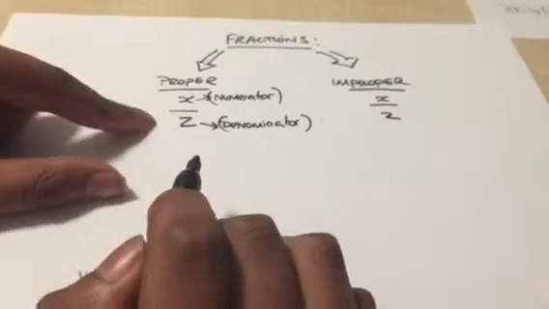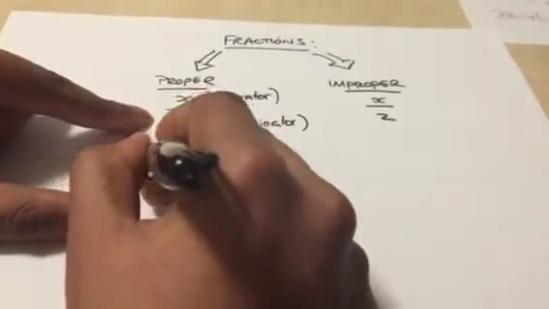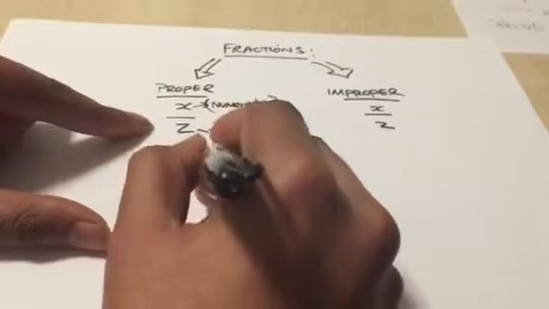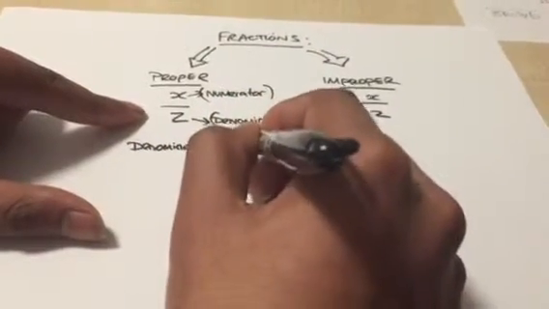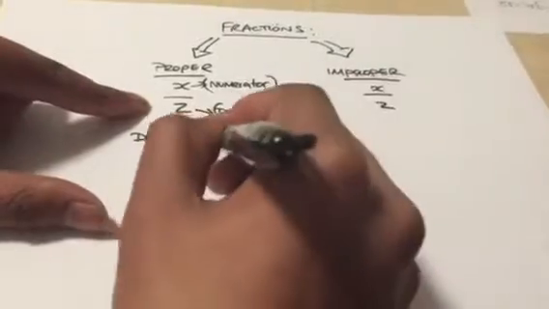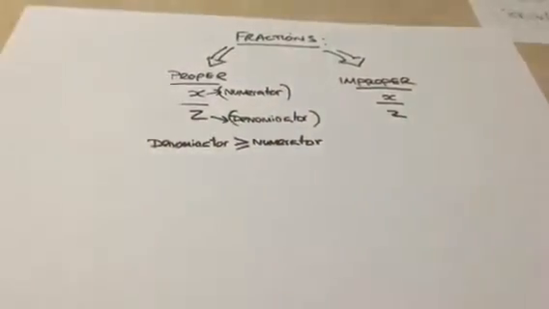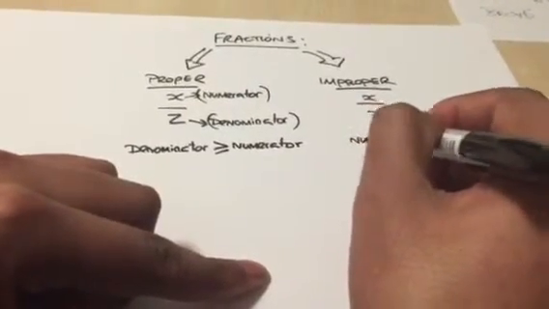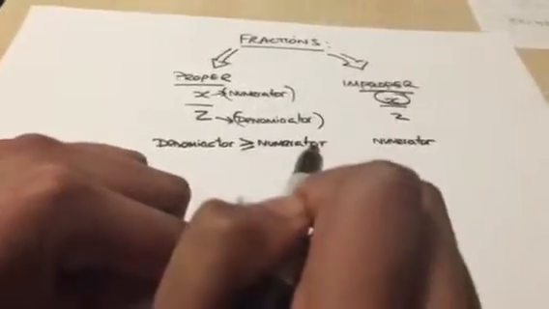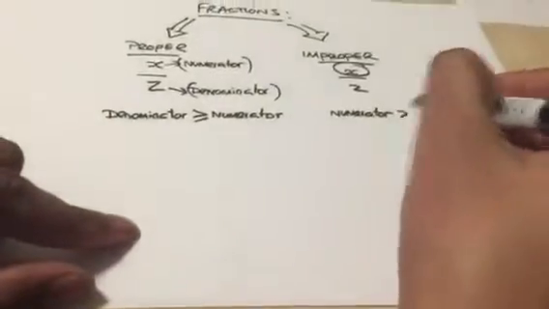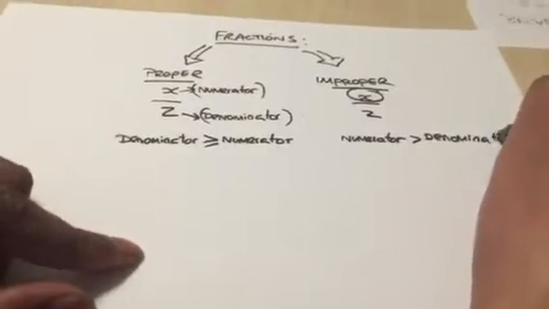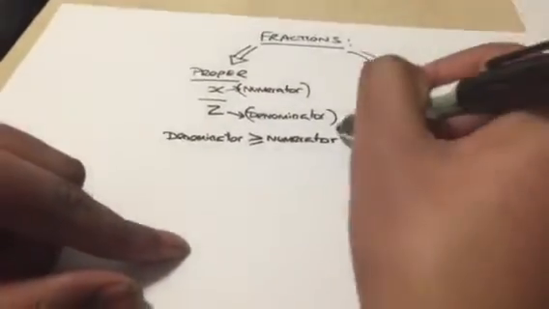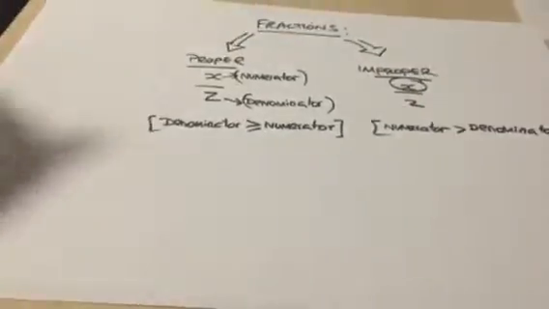Okay, a proper fraction is when the denominator is always greater than the numerator, or it can be equal, greater than or equal to. Okay, an improper fraction is when the numerator, i.e. the number on the top, is greater than the number on the bottom. Okay, these are standard rules that are fixed in maths, and you need to know this.